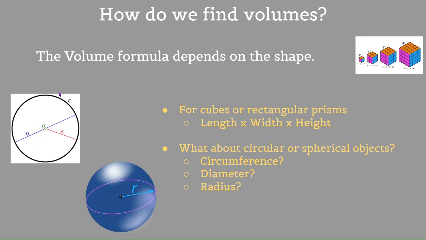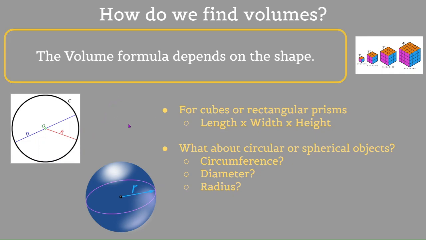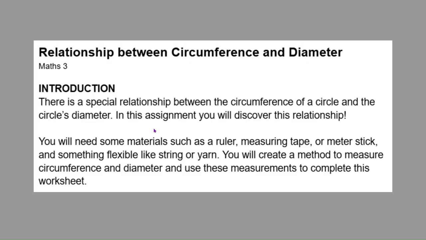So again, circumference, the outside, the boundary of the circle; diameter, from side to side passing through that middle point, the origin; radius is half of the diameter, so from one side to the origin. So for your assignment today, you're going to look at the relationship between the circumference and the diameter of a circle. There's a special relationship between these two things, and you're going to discover it.